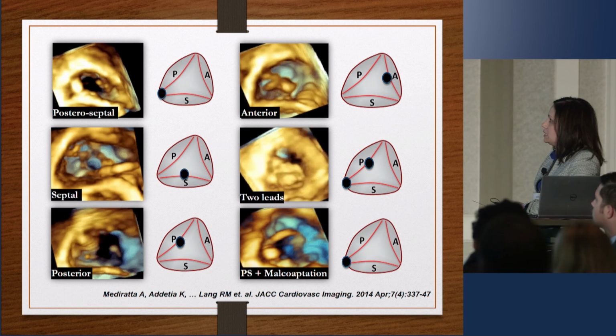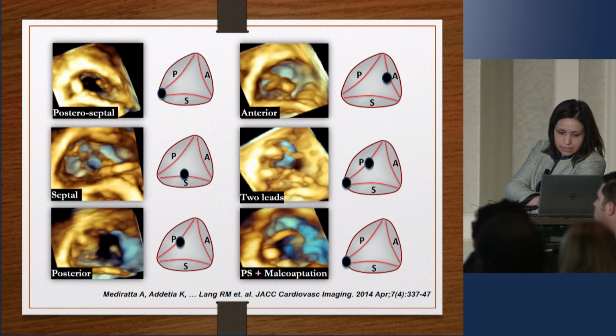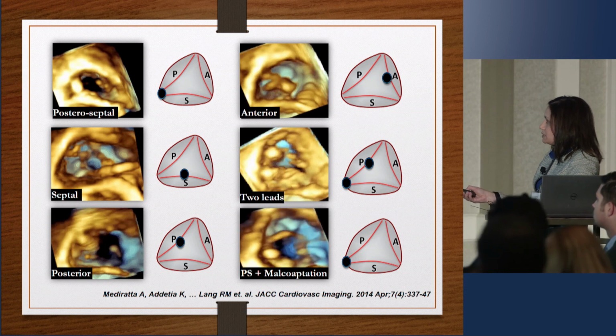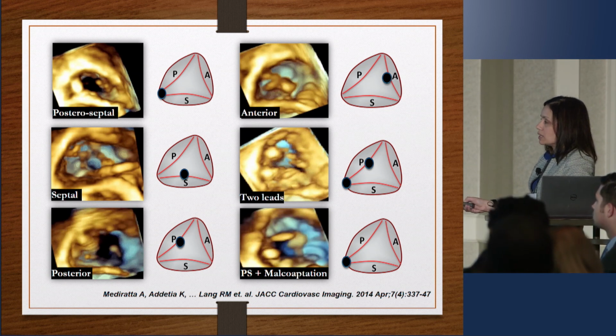You can see the two leads. One is in the posterior septal commissure, and the other one is probably in the middle of the valve. And then here, this is an example of a lead that is in the right place. It seems to be in the posterior septal commissure, but there's still malcoaptation of the tricuspid valve leaflet, suggesting this might be some pathology within the chordal apparatus.